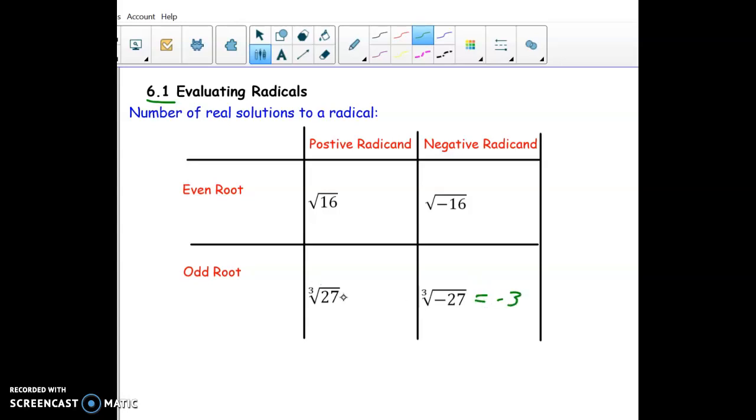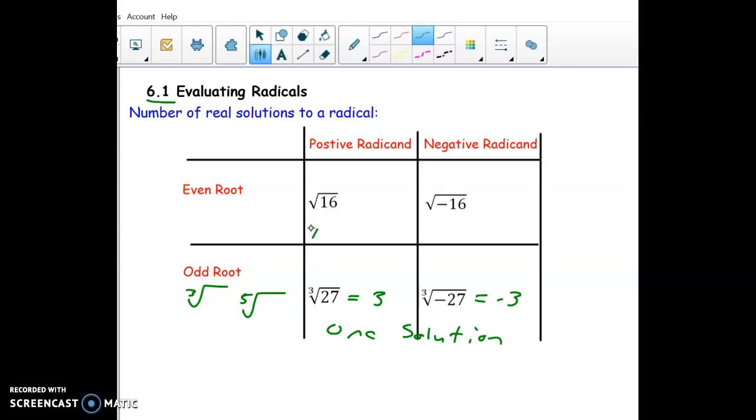So there's these odd ones, and they both have one answer. So these both have one solution. Right, any odd root like a third root or a fifth root, and again, those are the indexes, like a third root, a fifth root. Okay, and then even root will either have two solutions or none.